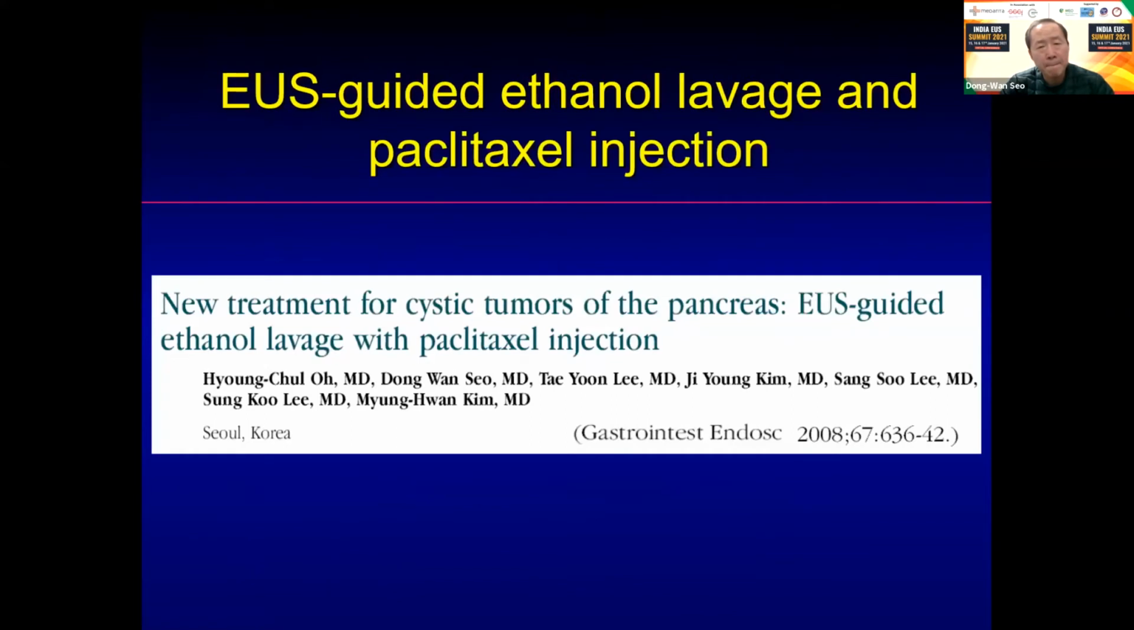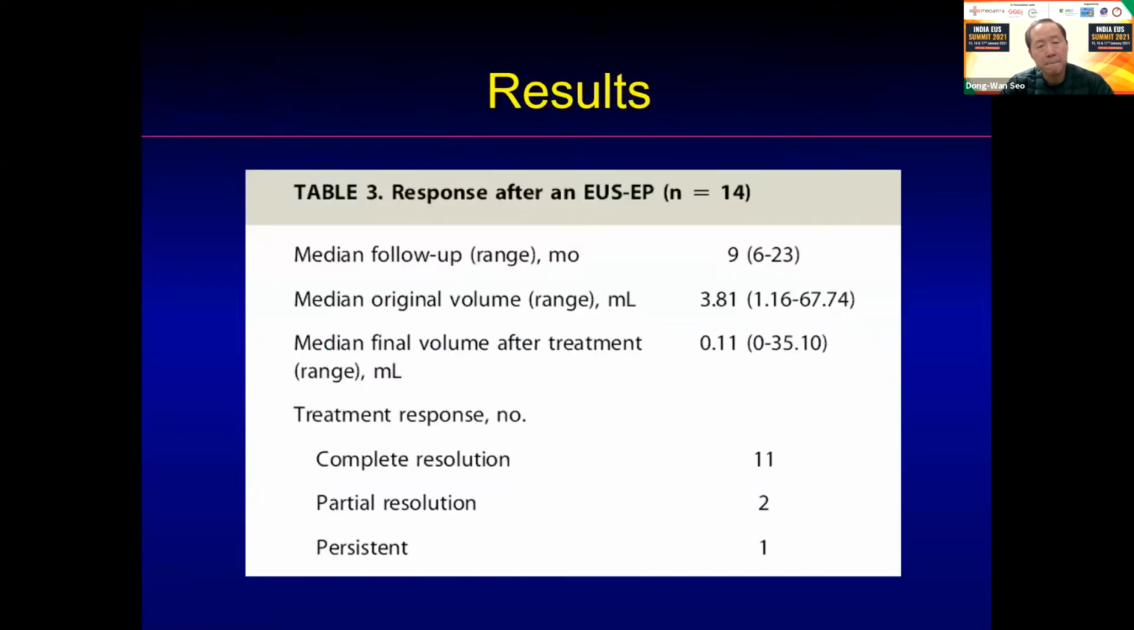Inspired by that study, our group also started EUS-guided therapy of pancreatic cystic tumor and reported the result in GIE 2008. When it included 14 cases, complete resolution was observed in 11 patients, partial resolution in 2 cases, and a persistent cyst in 1 case. The complete resolution rate was almost 78%. It is twice higher than Bill Brugge's report. So we were very much encouraged by this result, and we continuously developed this technique and refined our technology.